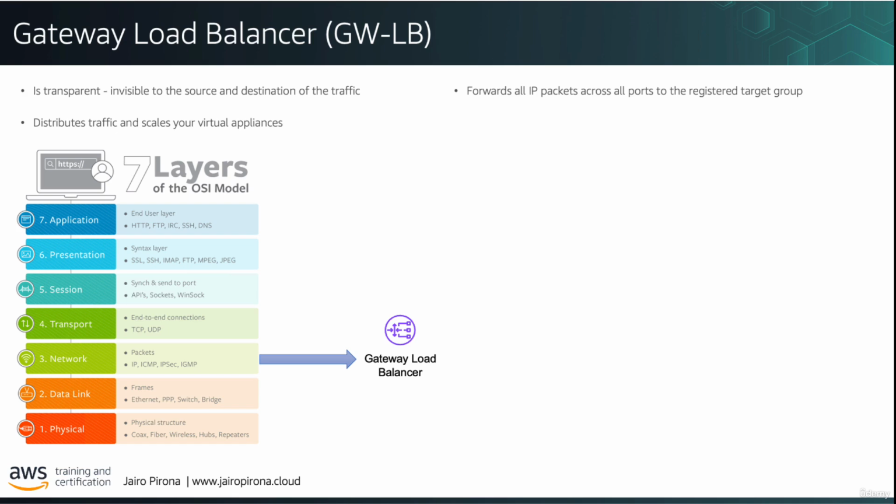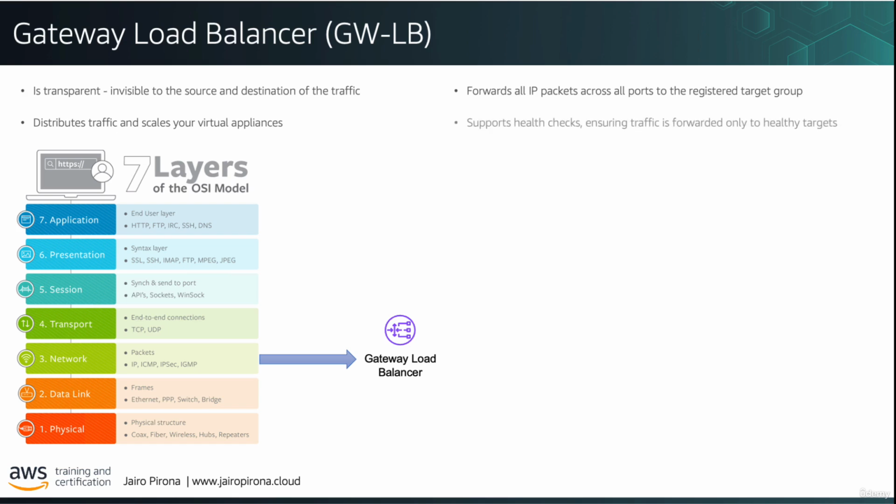Now, we have seen in previous classes that ALB and NLB require a listener configuration to match incoming traffic. The listener configuration has protocol and port information. The Gateway Load Balancer, on the other hand, will simply forward all traffic it receives to the registered devices.